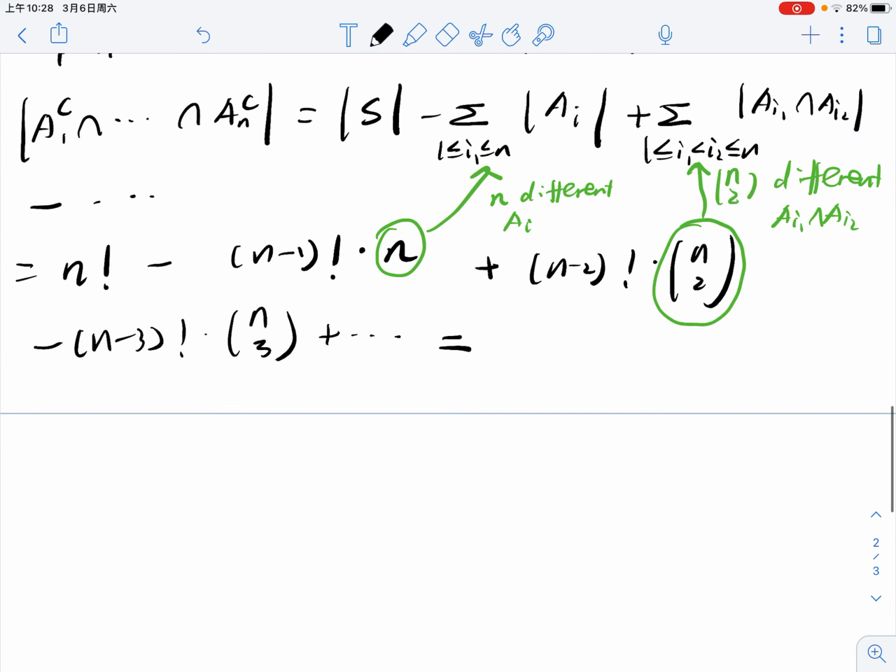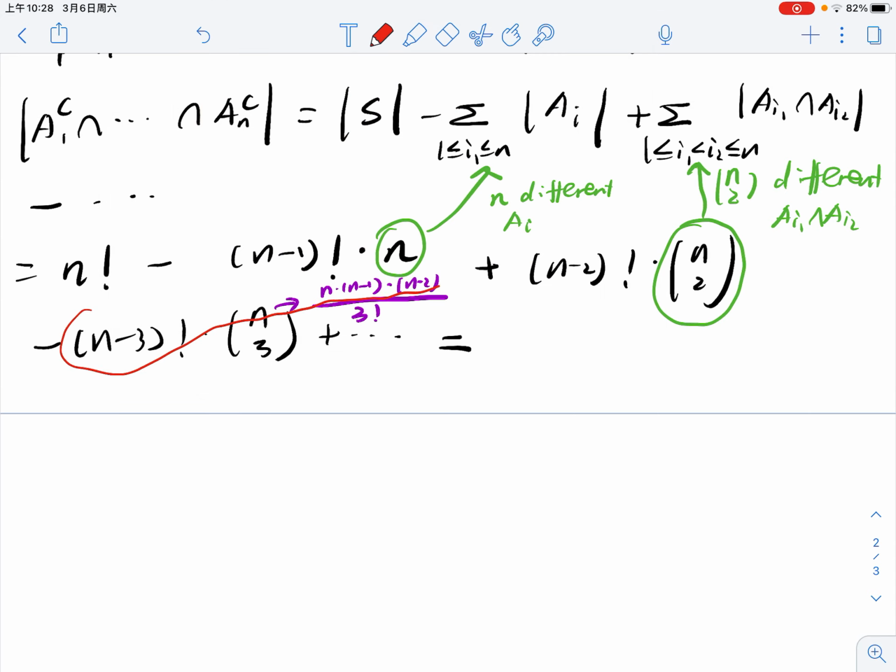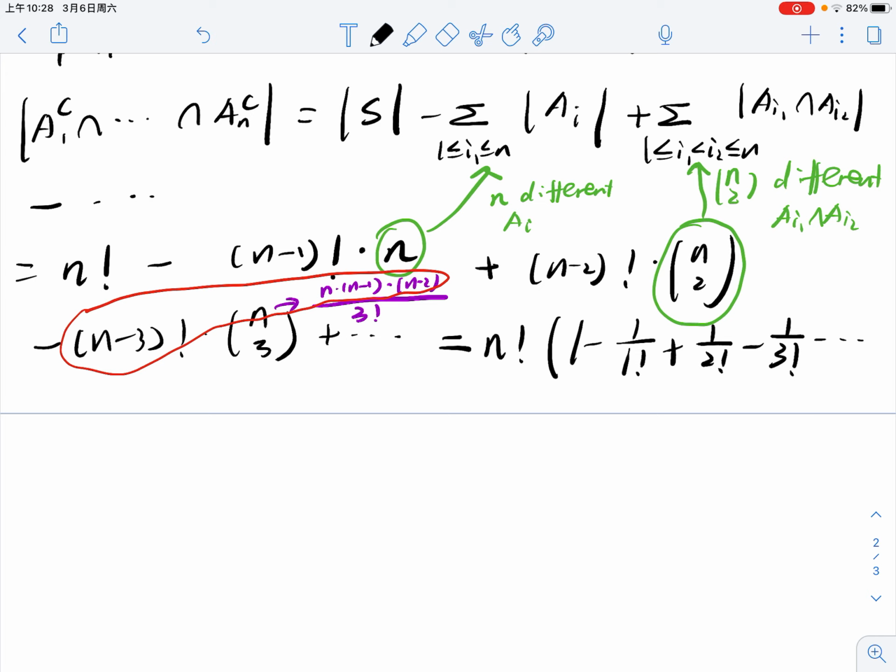So notice that, for example, this one is just n times n minus 1 times n minus 2 divided by 3 factorial. And therefore, you can combine these two factors. So you can figure out n factorial. Inside, you will have 1 minus 1 over 1 factorial plus 1 over 2 factorial minus 1 over 3 factorial, all the way to plus minus 1 to the nth power, 1 over n factorial.